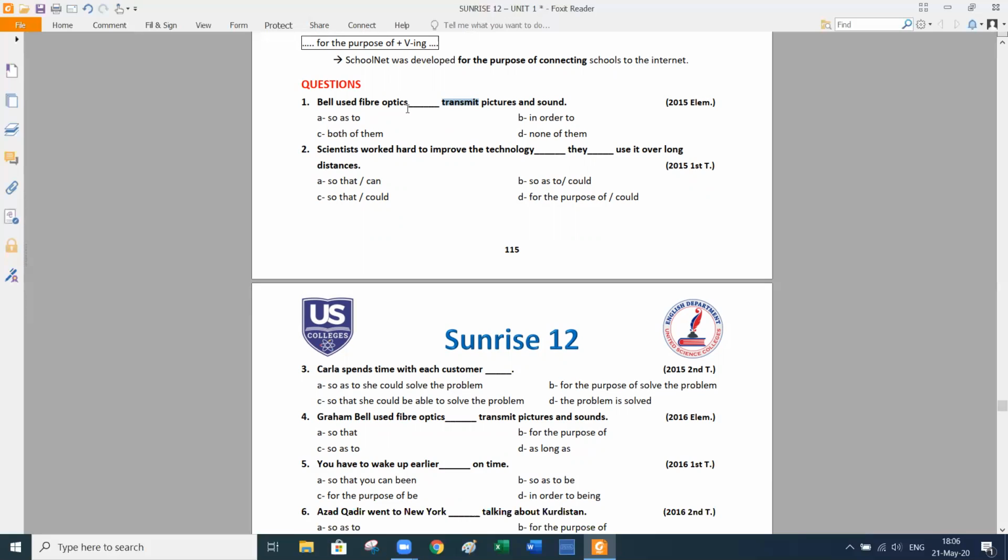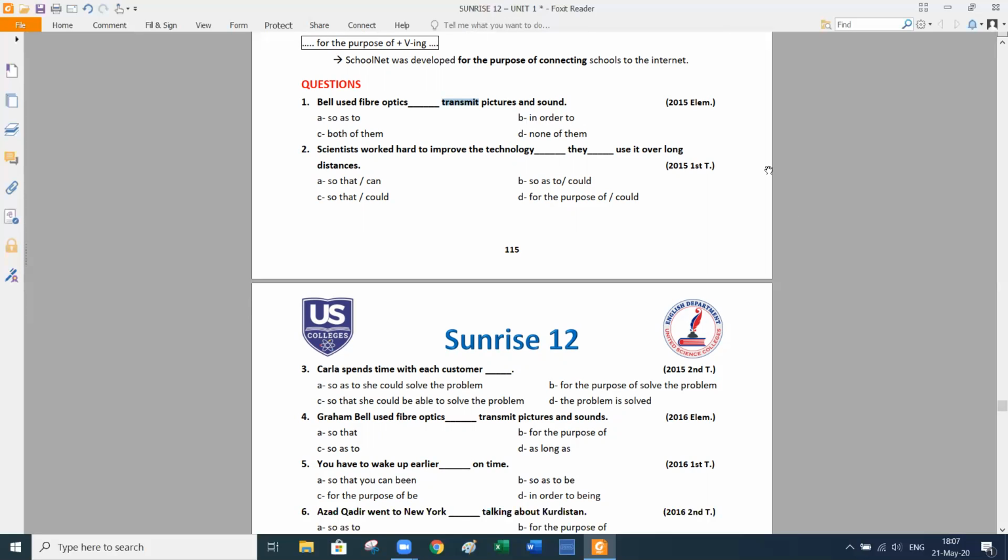Bell used fiber optics so as to transmit pictures and sound. Yes, that's correct. So A is correct, but I don't choose A immediately. I need to continue because there is option C saying both of them. So I need to look at B as well. In order to transmit pictures and sound. So B is also correct.